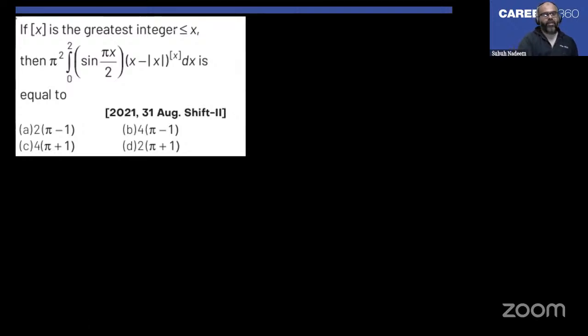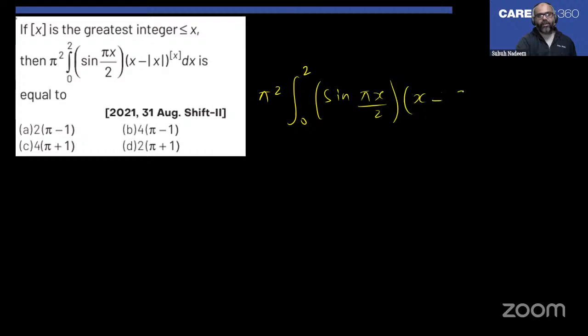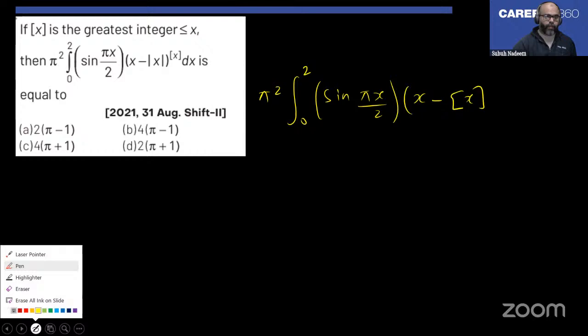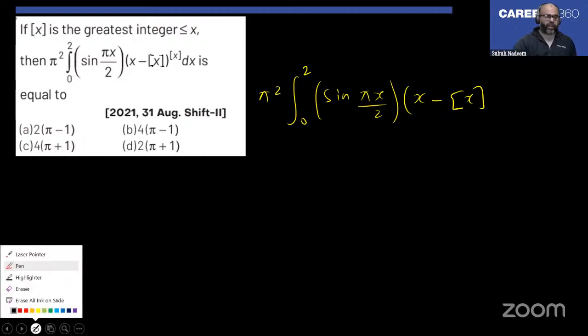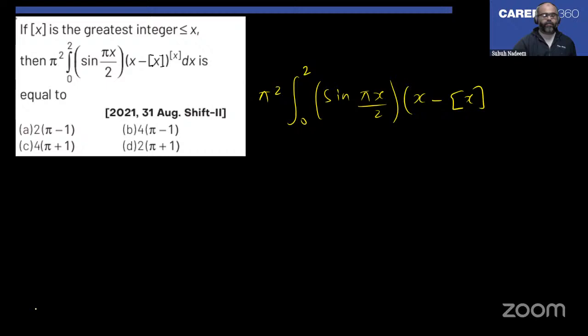So here we have the greatest integer of x, then pi square, integral from 0 to 2 of sine pi x by 2 into x minus greatest integer of x. This is actually greatest integer of x, this is a printing mistake. So it is the greatest integer of x to the power greatest integer of x dx is equal to. So we'll say pi square.